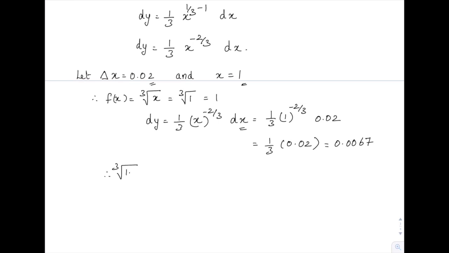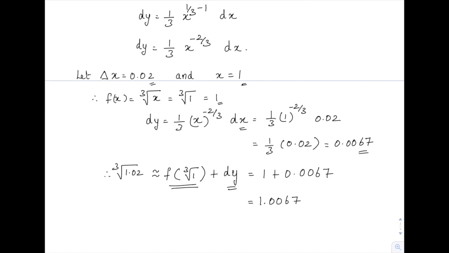Therefore cubic root of 1.02 is the function of cubic root of 1 plus dy, which is equal to, this one we know as 1, plus dy is here, which is 0.0067. So the answer to this problem is 1.0067. Yeah, this is the first part.